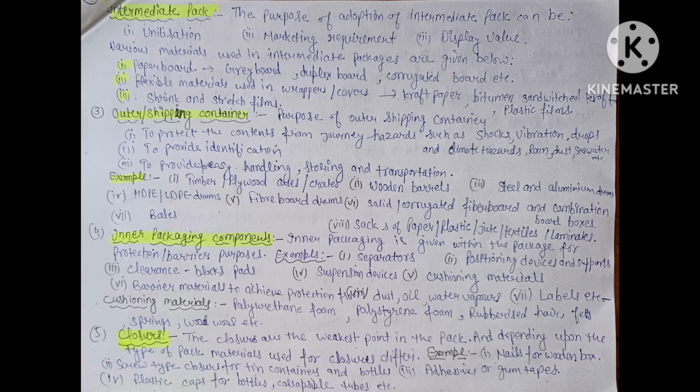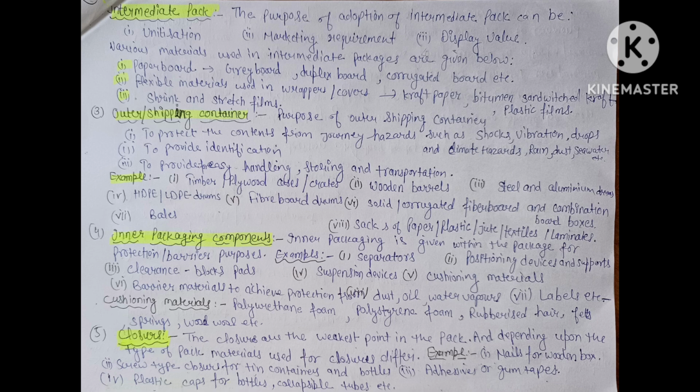Third component is outer shipping container. The purpose of outer shipping containers is to protect the content from journey hazards such as shocks, vibration, drops, and climate hazards like rain, dust, seawater, etc. To provide identification to product, to provide easy handling, storing, and transportation information.